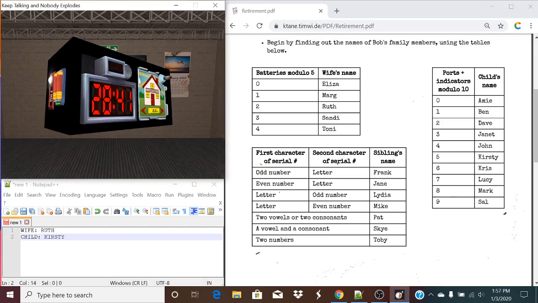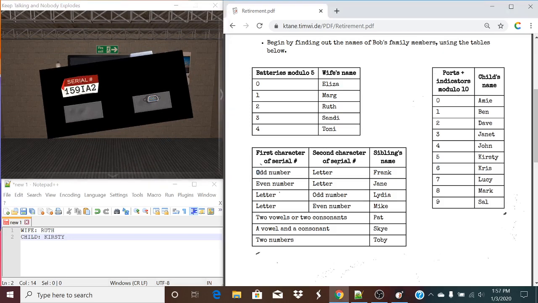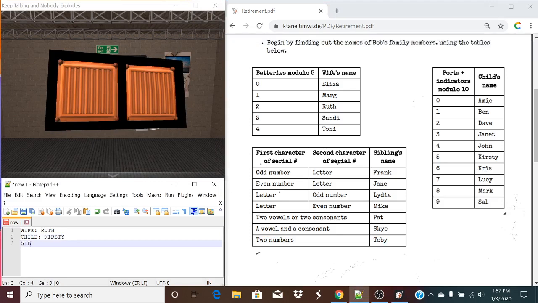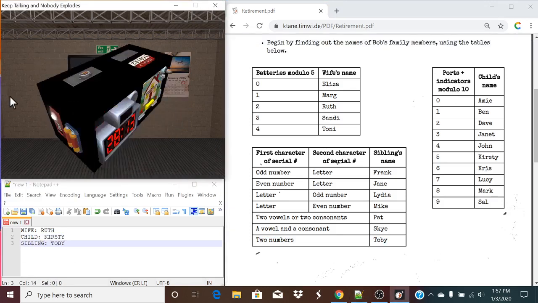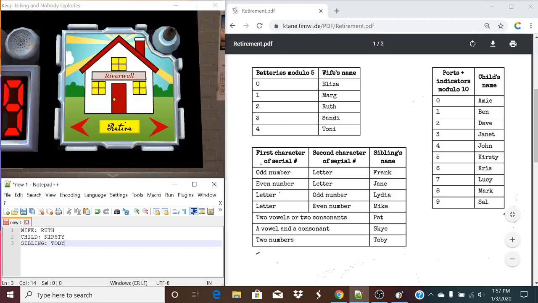And finally, to determine our sibling character's name, we have to look at the serial number, and figure out if it's an odd number, even number, or a letter. We're going to look at that from top to bottom. So we have both numbers, actually, so it's going to be 2 numbers. That's going to be Toby. So our sibling is Toby.